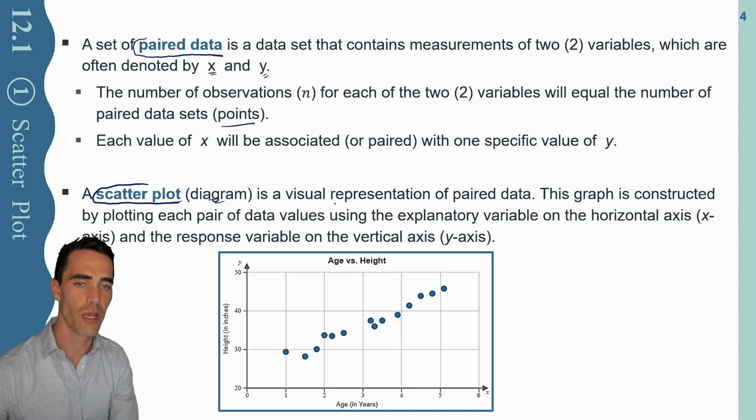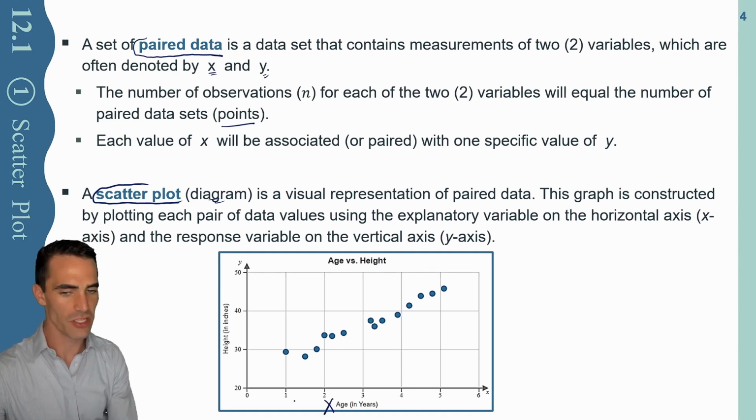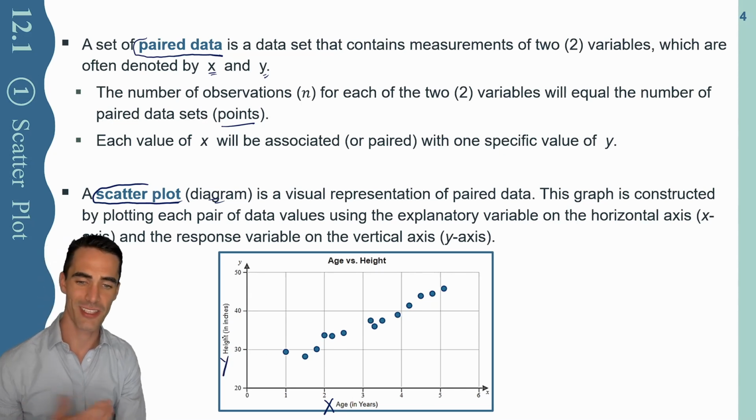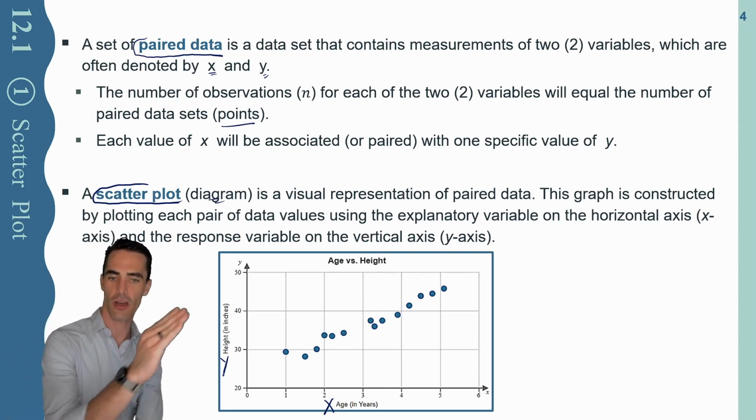This is just a visual way to represent that paired data. For instance, in the example I have here, I have different ages: 0, 1, 2, 3, 4, 5. And then my response variable that I'm measuring is their height.